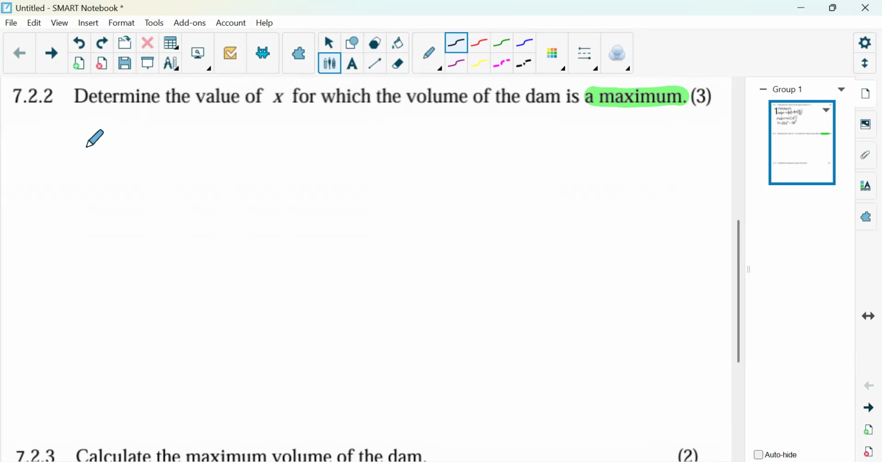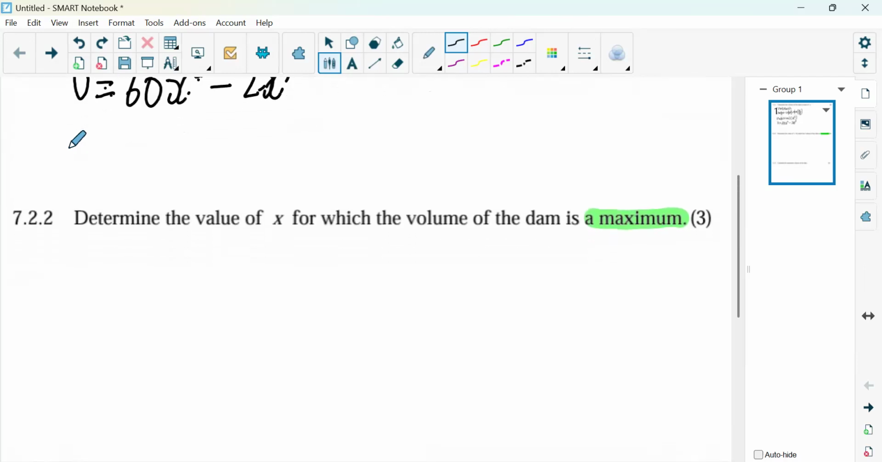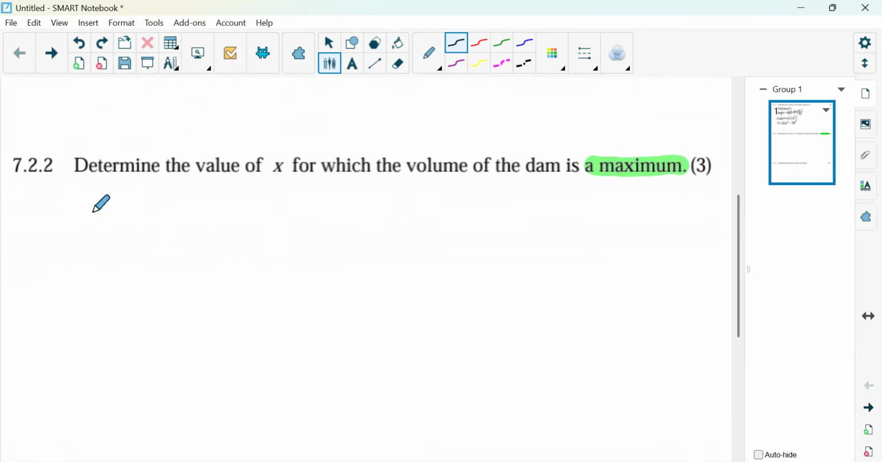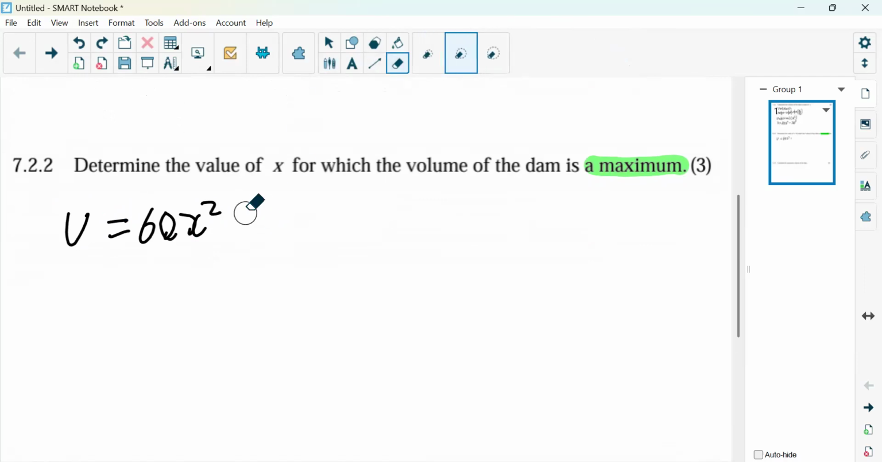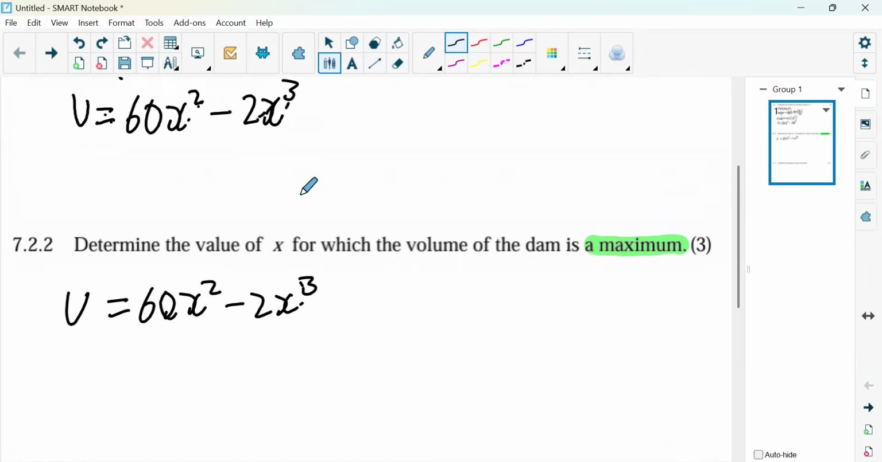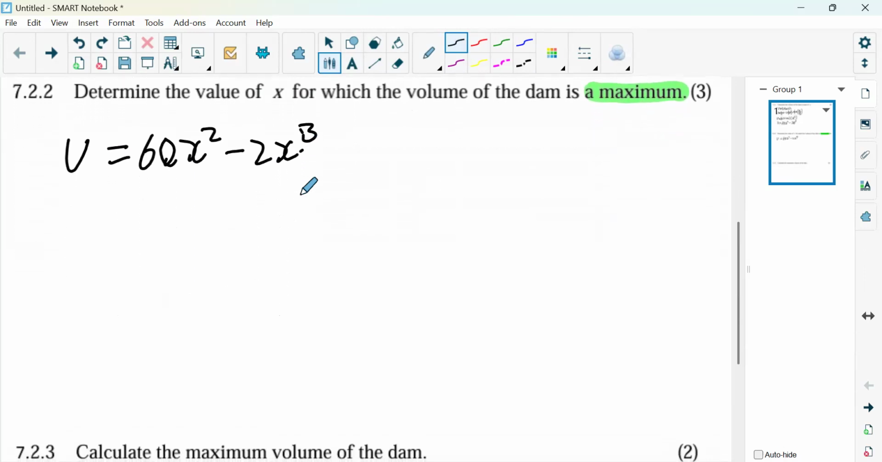So we're going to differentiate the volume. This is the only thing that we have. So we're going to get the derivative of this volume. We have question 7.2.2. We're going to tell them the volume is given as, that's where we start again. Our volume is given as 60x squared minus 2x cubed. Now we're going to get the derivative of this one. What are we going to say? We're going to say v prime.